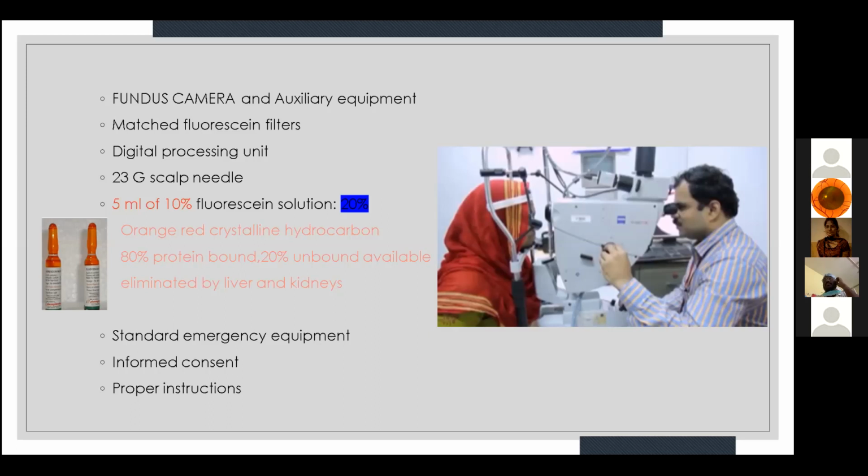And it is an orange red crystalline hydrocarbon. 80% is protein bound and 20% is unbound, which is available for us for the fundus fluorescein angiography. The dye is eliminated by the liver and kidney, and we need emergency standard equipment standby. You should always inform the patient, take a consent from the patient, and then give proper instructions before starting the procedure and go ahead with the procedure.